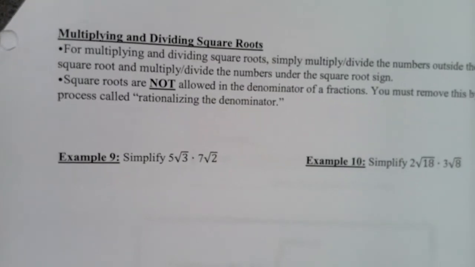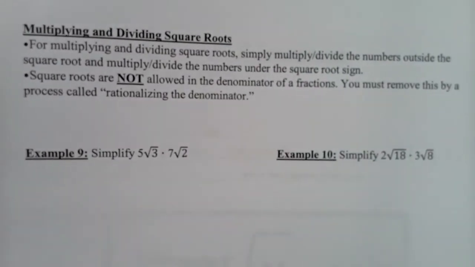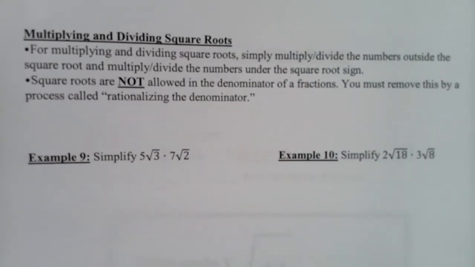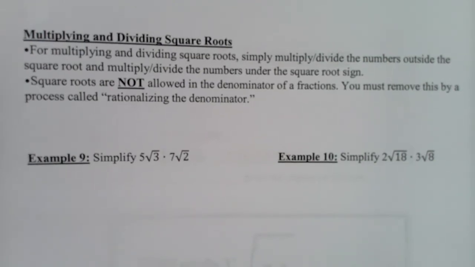On to the last page. Multiplying and dividing square roots. Okay, these are the hard ones, I think. For multiplying and dividing square roots, simply multiply and divide the numbers outside the square roots and multiply and divide the numbers under the square roots. Square roots are not allowed in the denominator of fractions. You must remove this by a process called rationalizing the denominator. Okay?